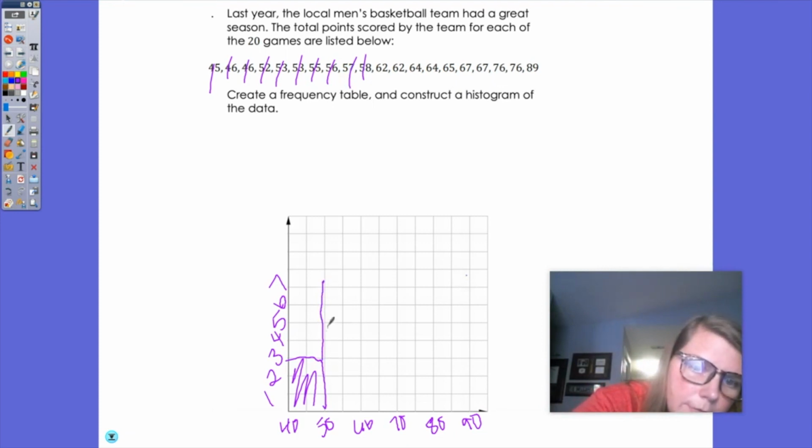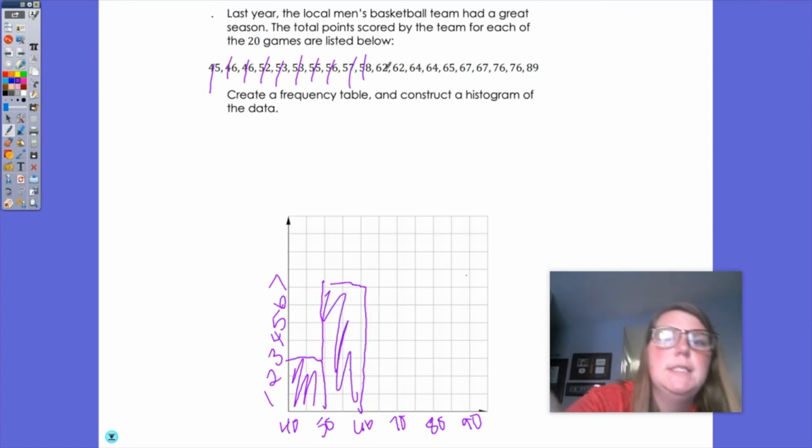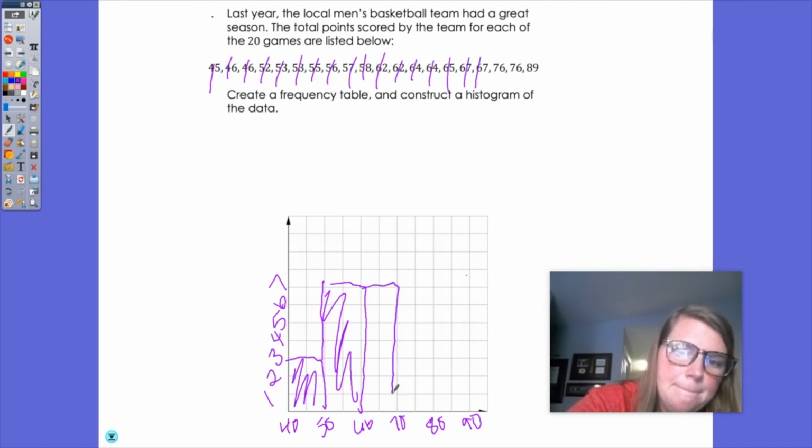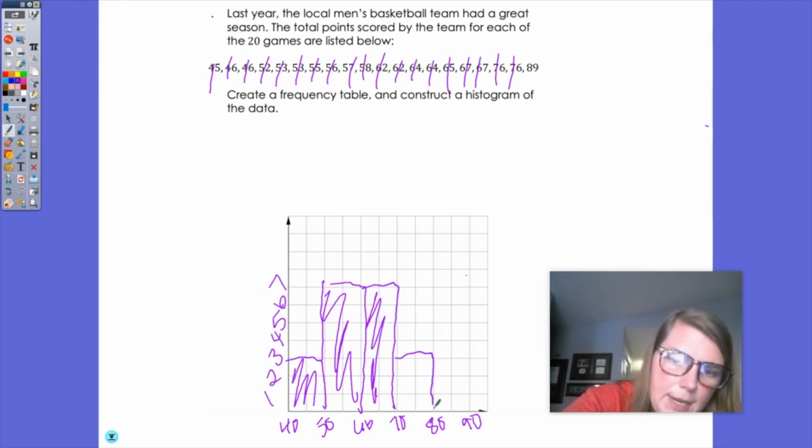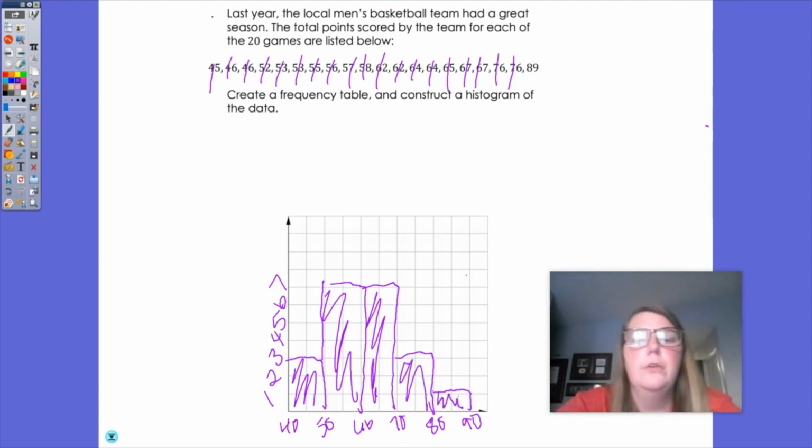Between 60 and 70, 1, 2, 3, 4, 5, 6, 7 is 7 again. And then 70 would be 2 times between 70 and 80. And they scored over 80 points, specifically 89 points. It's a lot in a basketball game for a local team. They scored that 1 time.